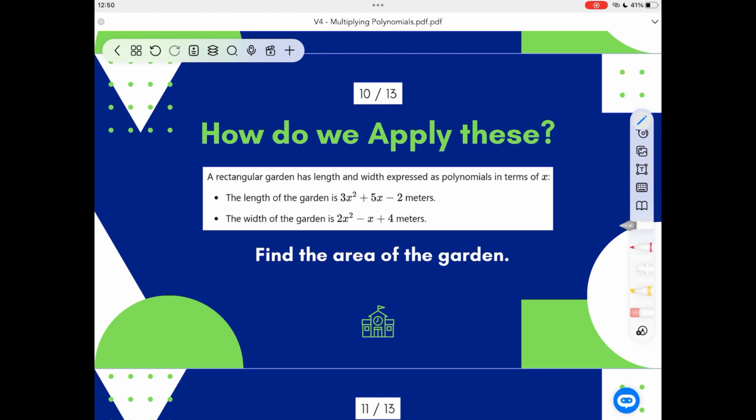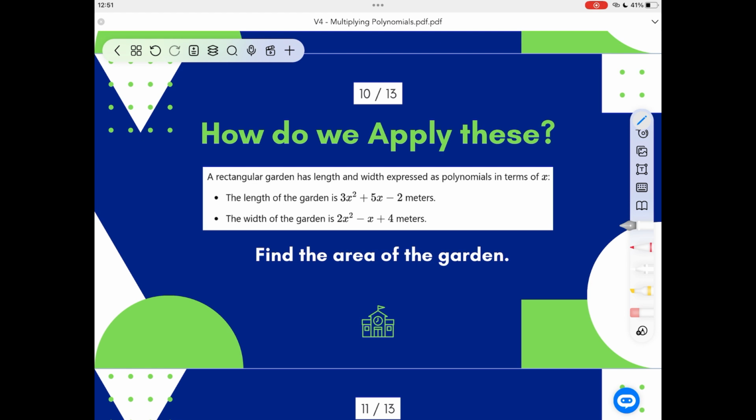So the problem we're given to apply this says that a rectangular garden has a length and width expressed as polynomials in terms of x. The length of the garden is 3x squared plus 5x minus 2 meters, and the width of the garden is 2x squared minus x plus 4 meters. Now you may recognize these were actually the same dimensions of a rectangular garden we were given in our adding and subtracting video. And in that one, we were asked to find the perimeter from the length and width. Well, now we're asked to find the area. That's the space inside. And to figure that out, area is just length times width.